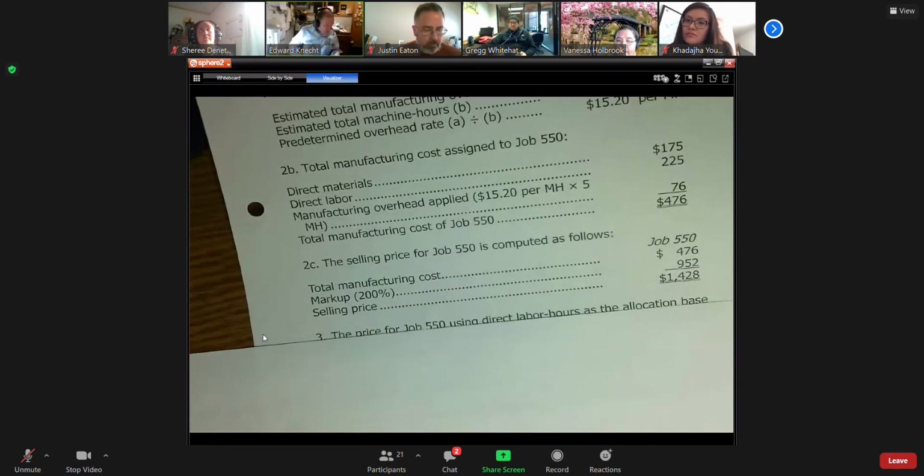Okay, so then part 3: assume that Layden's controller is right about machine hours being a more accurate overhead cost allocation base than the direct labor hours. If the company continues to use direct labor hours as its only overhead cost allocation base, what implications does this have for pricing jobs such as job 550? It'll be higher, so therefore they'll lose on the bids against other companies.